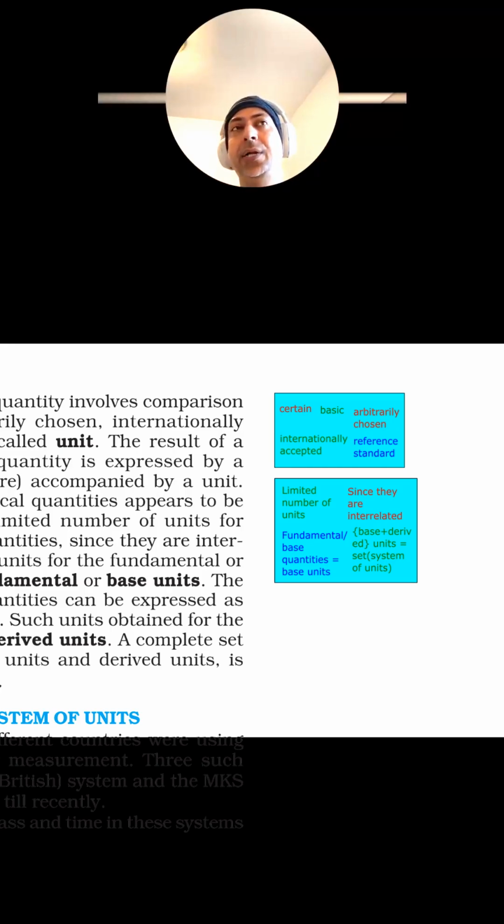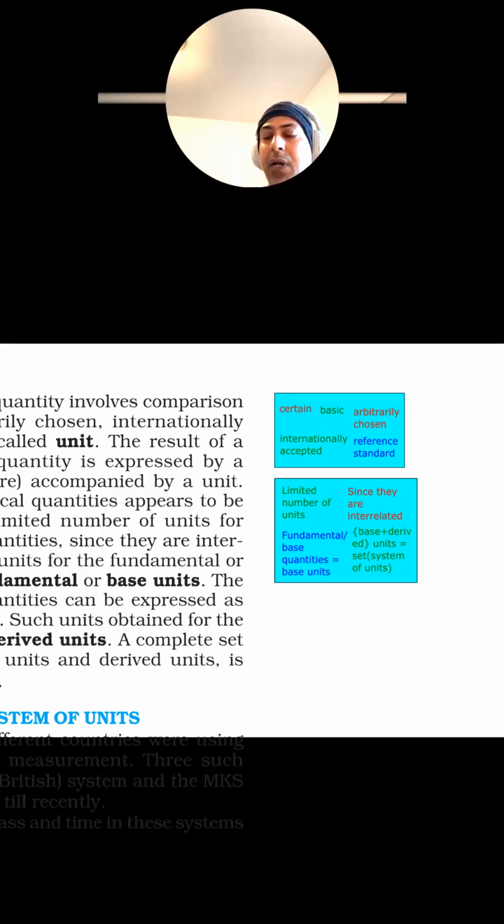To define something, we tell about it, and the things that we tell are like bullet points that we remember to know about that thing, right? So certain is important. Basic, it should be fundamental, it should be very simple, like basic, right?